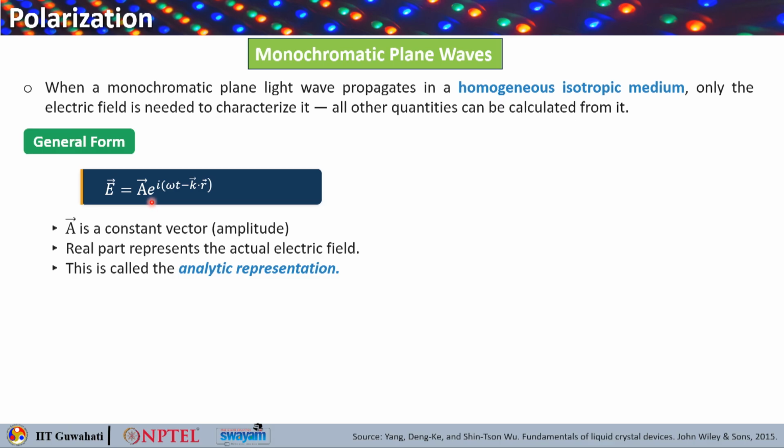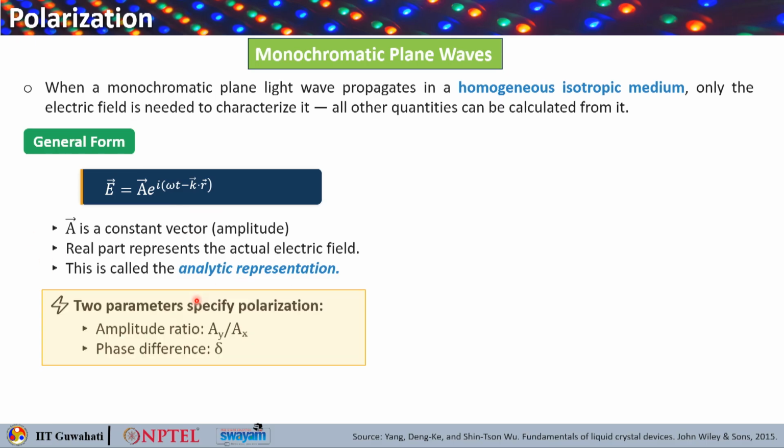E equals A e to the power i(omega t minus k dot r). Here you can see A is a constant vector. So you are basically looking at the amplitude here. Now e to the power i theta, using Euler's formula, you can write as cos theta plus i sin theta. So here the real part is basically representing the actual electric field. This kind of representation is called analytic representation.